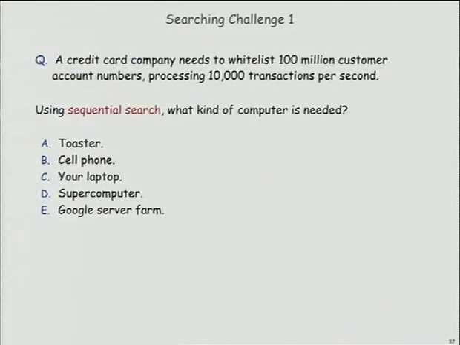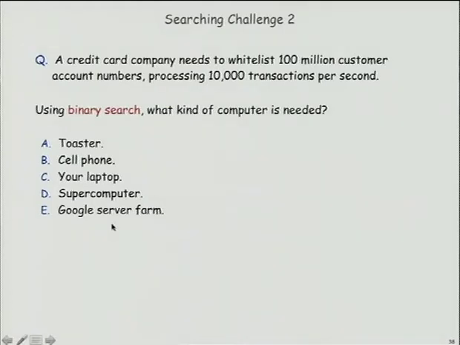So I have a question over there. If a credit card company needs to whitelist 100 million customers' account numbers, so in other words, you have to find those 100 million customer account numbers, and they can process 10,000 transactions per second. If they do the simple sequential search, in other words, looking for the element in order n time, what kind of computer do they need? A toaster, a cell phone, your personal computer, a supercomputer, or a Google server farm. And the interesting thing is, if it's order n time for this problem, it will probably need a supercomputer or Google server farm.